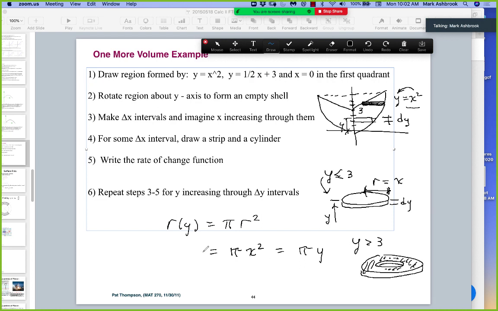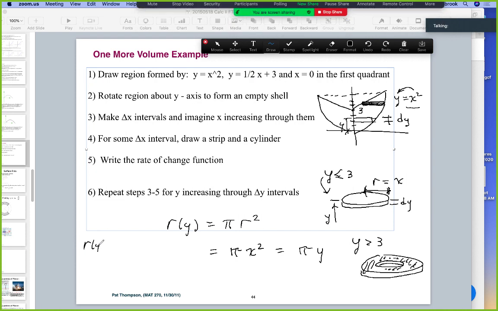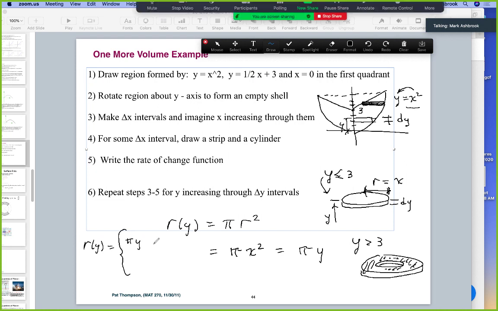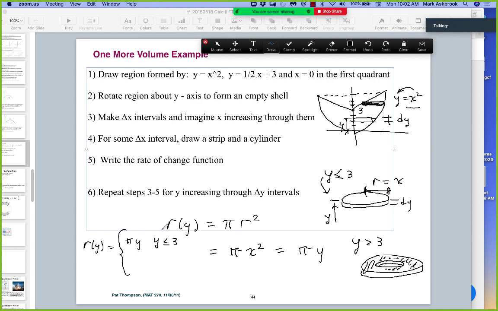So r(y) is going to be a piecewise rate function. It's going to be pi y when y is less than or equal to 3, greater than 0. But now, for this part down here, it's going to be pi r outer squared minus pi r inner squared, because I have the hole in it. What's my outer radius squared? Well, that's the same as this one, right? So the outer radius follows the same thing as before, so that's just going to be my pi y.